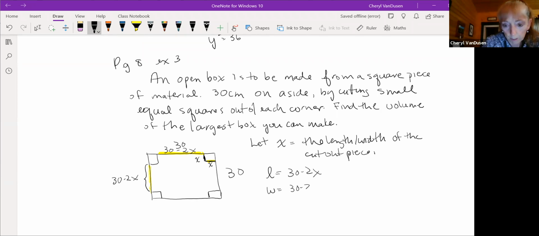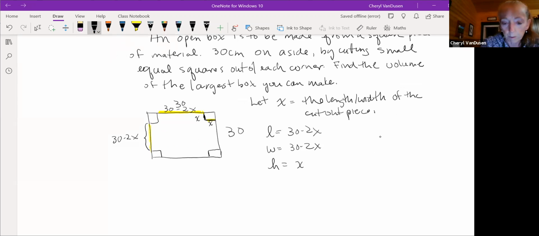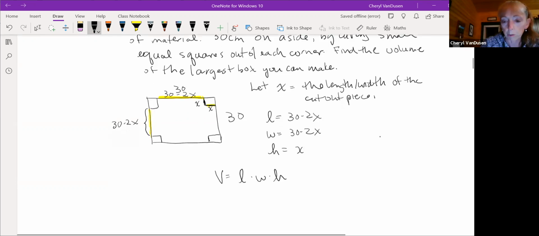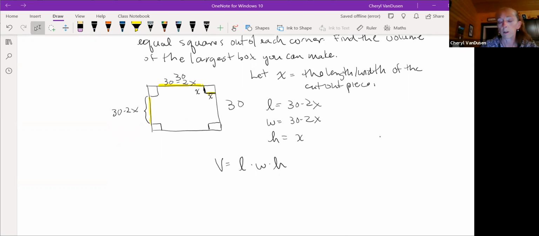Width is 30 minus 2x. And the height is x. So it says we want to find the volume of the largest box you can make. Well, hopefully you remember our volume formulas. And I think the formula sheet that I provide you is pretty generous. So I think that's probably on there.